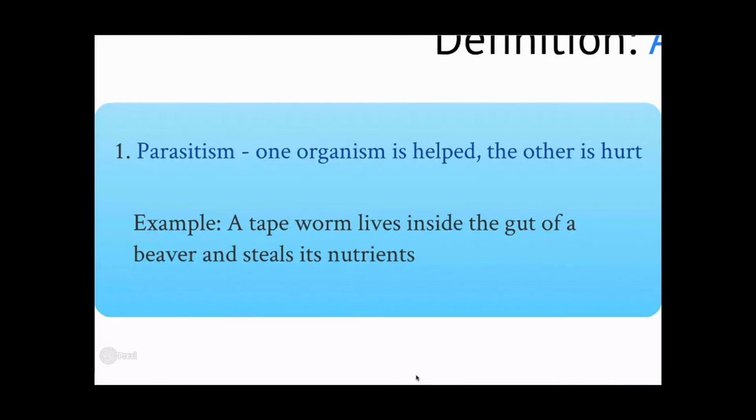Other examples might be, say, a tick that's sucking your blood, or a mosquito that's sucking your blood. The tick is benefiting from living off of you, and you're dying, or you're getting some sort of disease from the tick. So that's an example of parasitism or parasites.